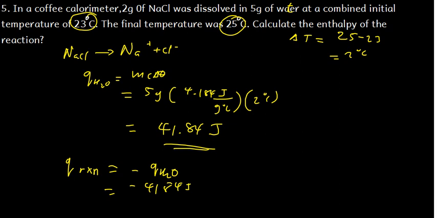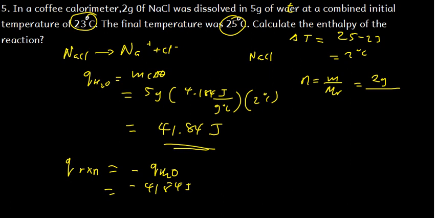Alright, now we need to find something here. We are told 2 grams of sodium chloride, so we need to find the number of moles of sodium chloride which we have. So how do you find the number of moles? Number of moles is given by the mass over molar mass. The mass of sodium chloride which we have is 2 grams, and then the molar mass, checking on the periodic table.